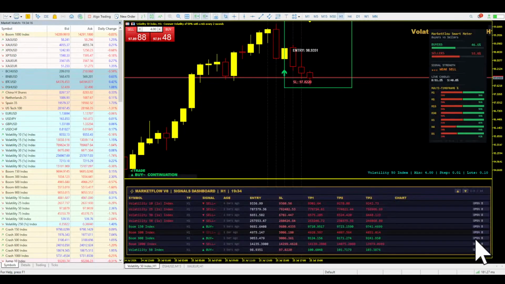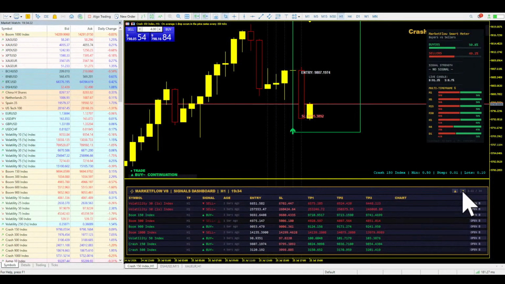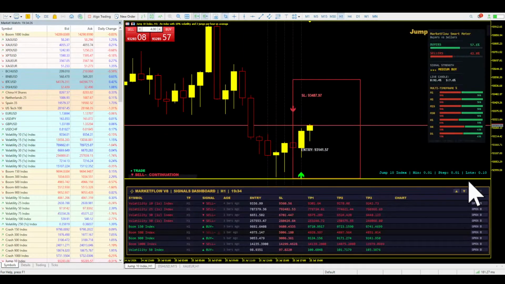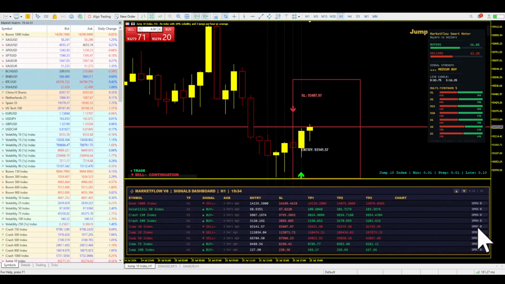Let's see if we can get something. This train keeps moving, guys. Let's move. I'm gonna shout when I see a trade. So let's see. That's Jump 20, Jump 10. Let's go to Jump 25. Let's see what's going on.